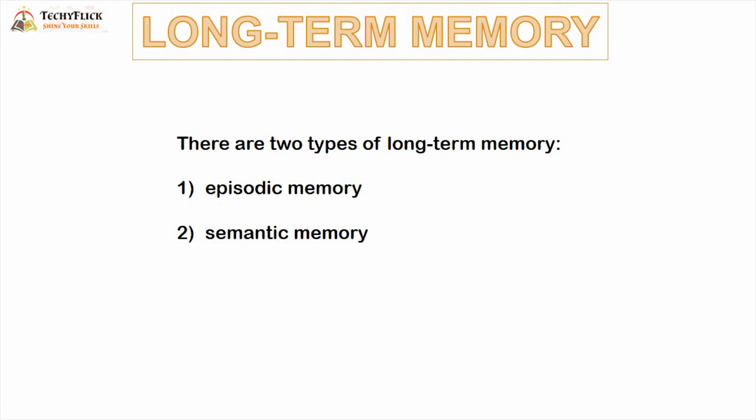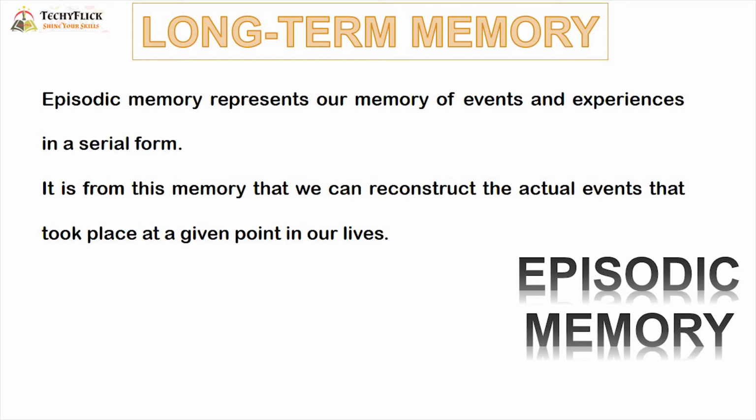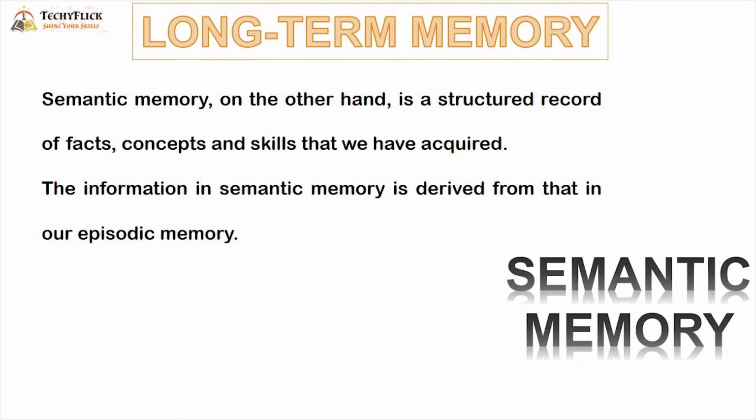There are two types of long-term memory. One is episodic memory, another one is semantic memory. Episodic memory represents our memory of events and experiences in a serial form. It is from this memory that we can reconstruct the actual events that took place at a given point in our lives. Semantic memory is a structured record of facts, concepts, and skills that we have acquired.